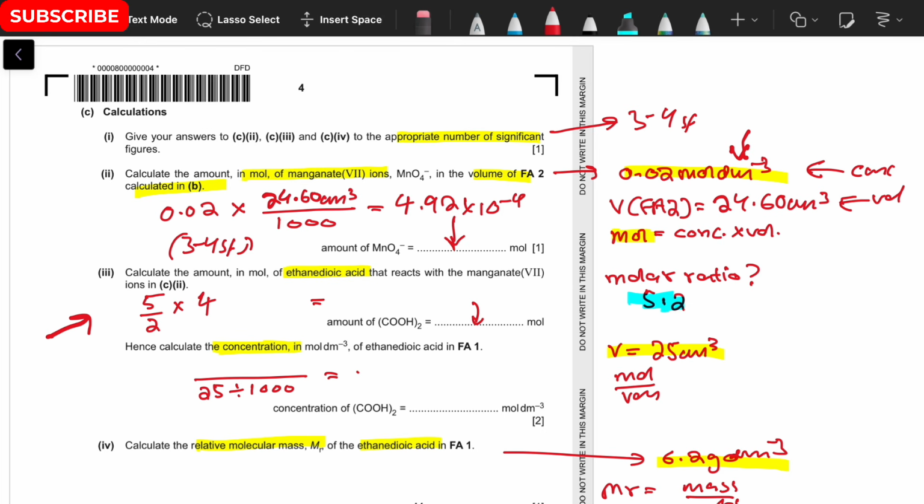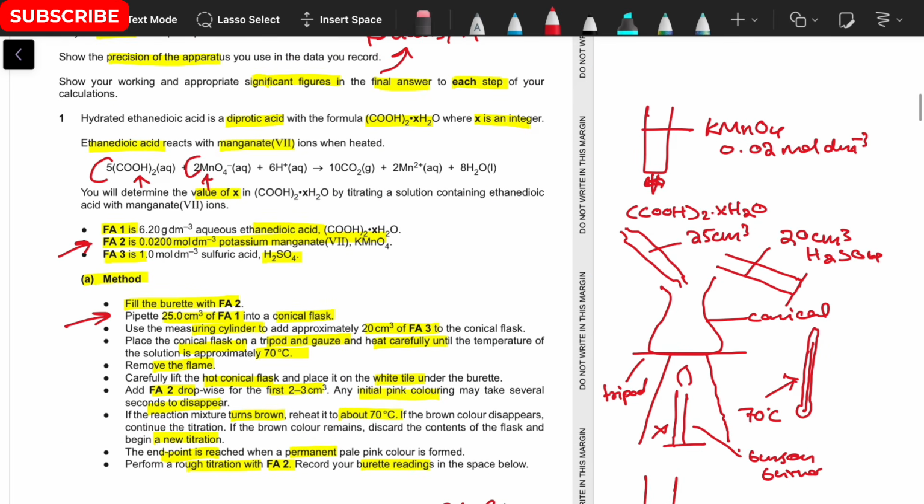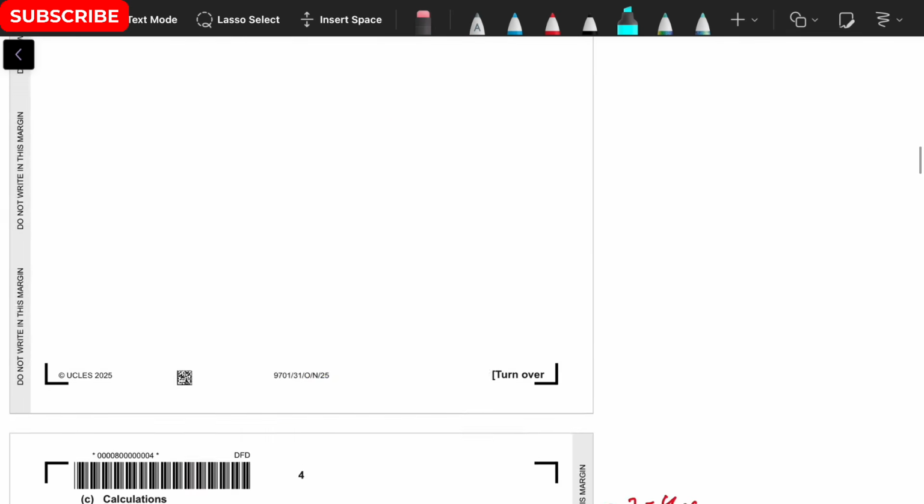So 5/2 times 4.92 times 10 to the negative 4 is equal to 1.23 times 10 to the negative 3. Okie dokie. It then says to hence calculate the concentration. The concentration is going to be the moles divided by the volume. The volume we used was 25 centimeters cubed. Up here we used a pipette to add 25 centimeters cubed of this acid.